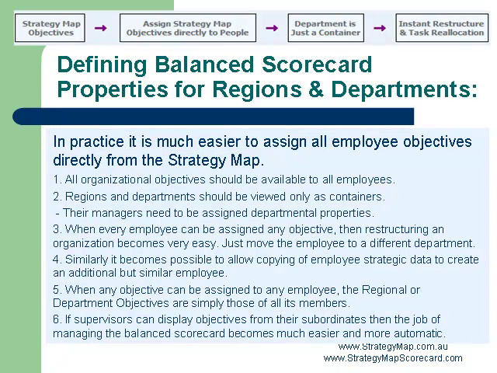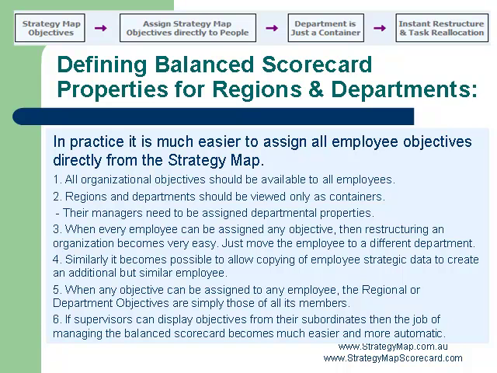Defining balanced scorecard properties for regions and departments. The academic view of the balanced scorecard is that strategy map objectives are assigned to regions. The regional objectives are then assigned to departments, and finally departmental objectives are assigned to employees. This is an excellent structure, but in practice it is much easier to assign the employee objectives directly from the strategy map. Also, the academic view makes it impossible to easily restructure an organisation.